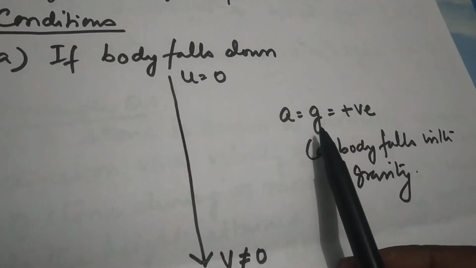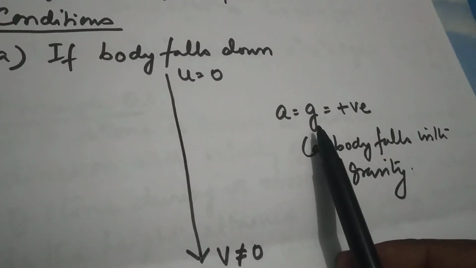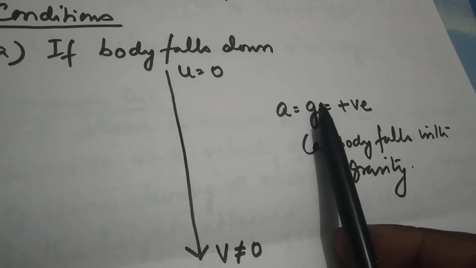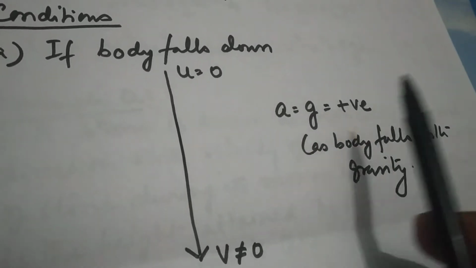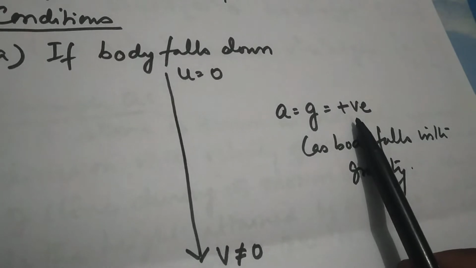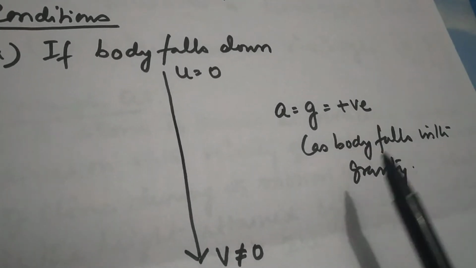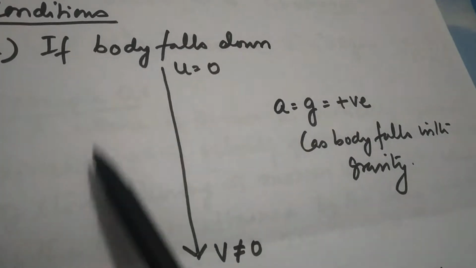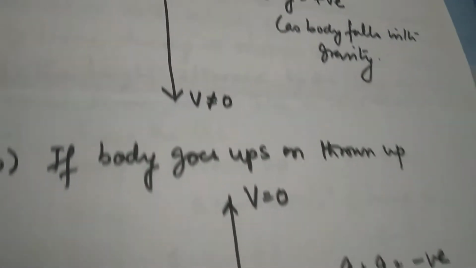Acceleration will also be known as acceleration due to gravity because the body is falling under the gravitational force. So you can use small g also, and it will be taken as positive because the body is falling with gravity. This case should be clear again.